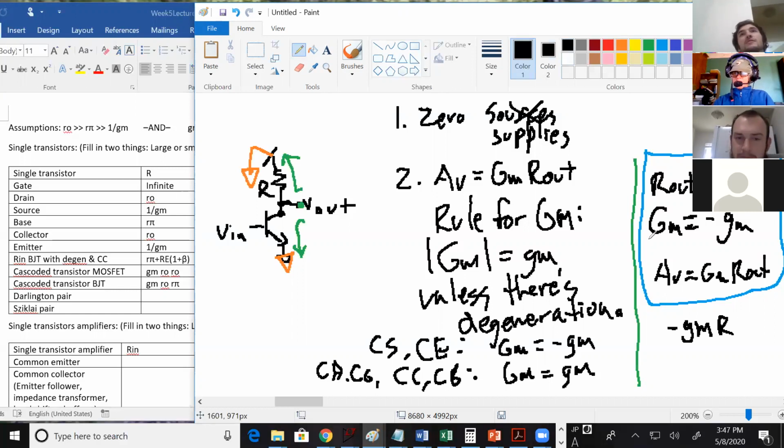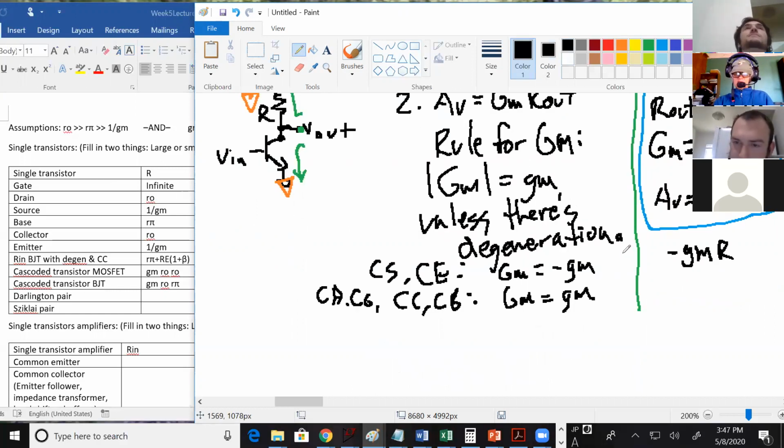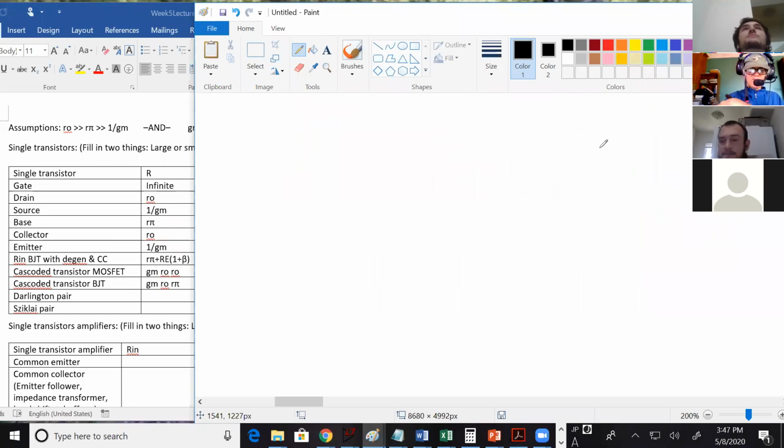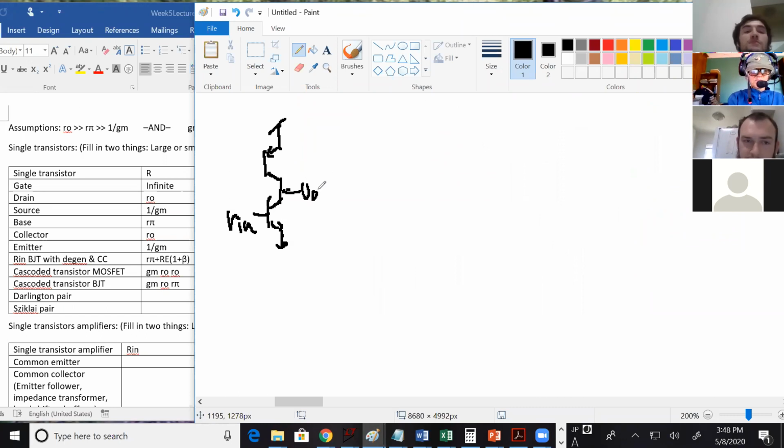So let me go to the next circuit. Let me give you candidate number 2. So what kind of amplifier is this? A common emitter with active load.